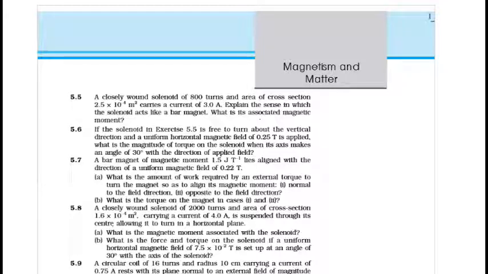First question is question number 5.5. A closely wound solenoid of 800 turns and area of cross section 2.5 × 10^-4 m² carries a current of 3 ampere. Explain the sense in which the solenoid acts like a bar magnet. What is its associated magnetic moment? Let us see the solution.